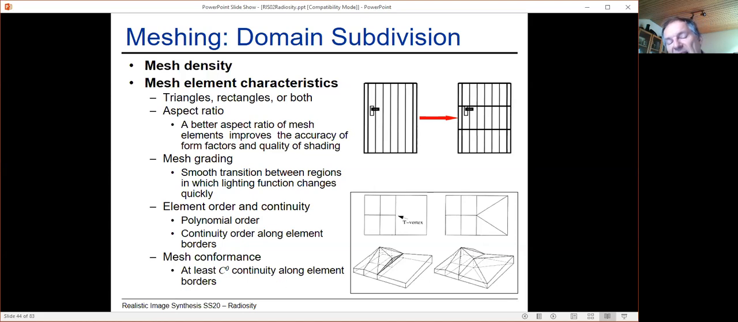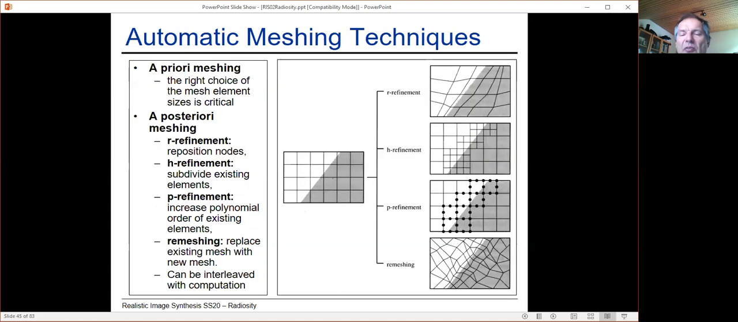So we should get C0 continuity along mesh element borders, under the condition that we don't have T-vertices. Still, the problem is that C1 continuity is not assured, and then you may see some artifacts in the form of Mach bands. So it's very difficult to predict what meshing we would like to apply. We don't know the lighting, so it's a chicken and egg problem. We don't know a lighting solution, and now we're supposed to design a mesh that would nicely approximate a potential lighting distribution. That's impossible.